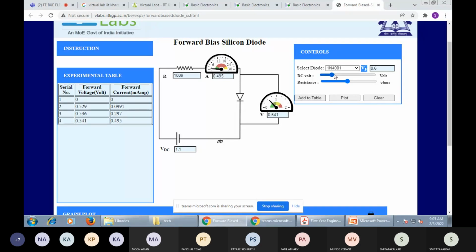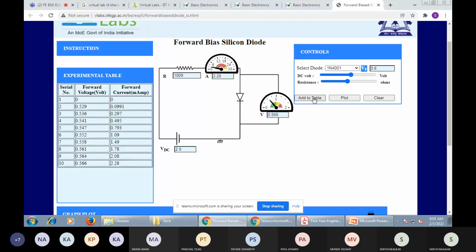I am changing only the DC voltage, and according to the change in DC voltage, we record the forward voltage VF and the forward current IF. After the observation table is finished, we will draw the graph. As the voltage is increased, the current is also increased, according to the changes in values one by one.